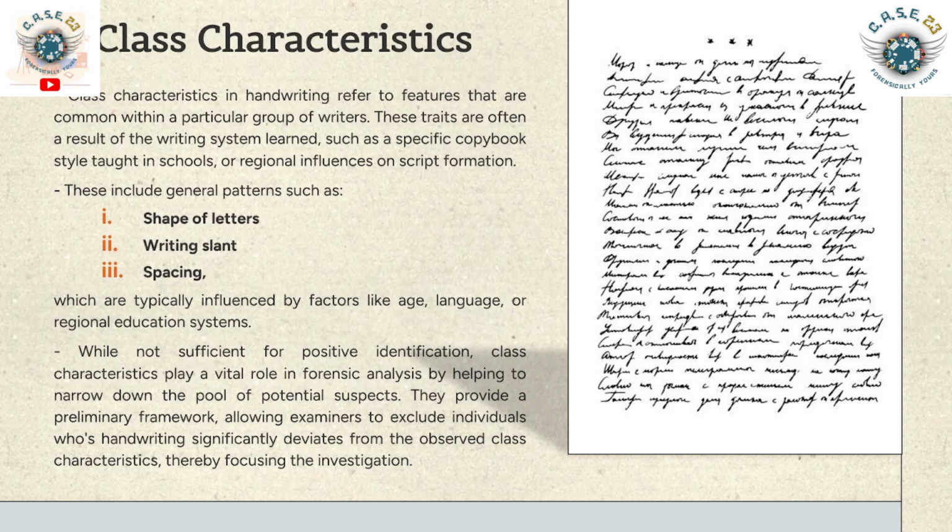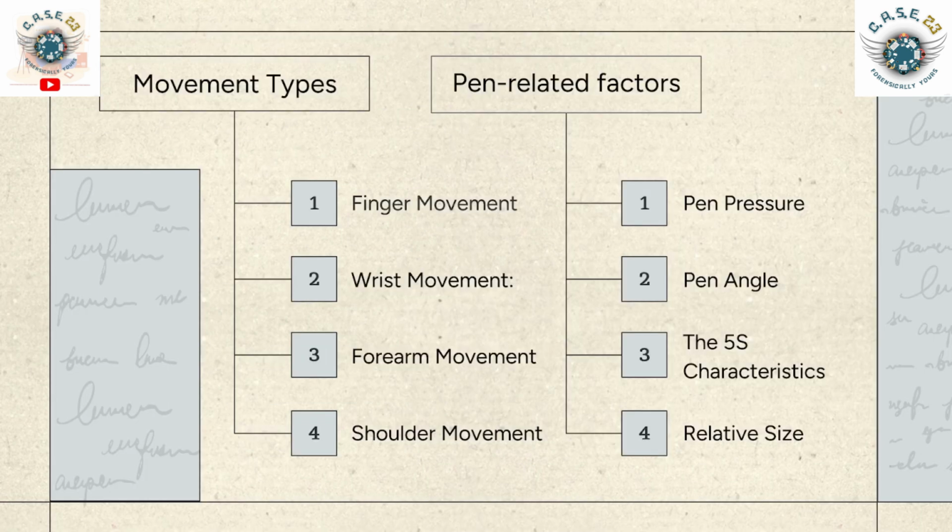Think of that as the first layer of analysis, a basic framework to start with. Now, what are the factors that influence class characteristics? There are two factors: movement types and pen related factors. Under movement types, there can be finger movement, wrist movement, forearm movement, and shoulder movement. Under pen related factors, it can include pen pressure, pen angle, the 5S characteristics, which I will explain in the later slides, and relative size. All these factors can affect the class characteristics.